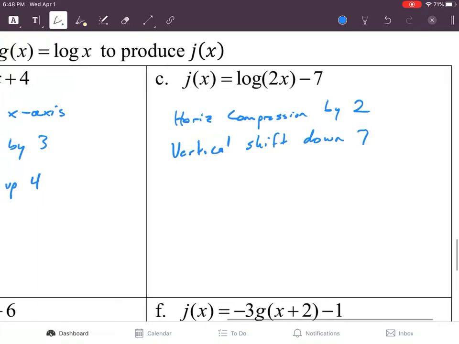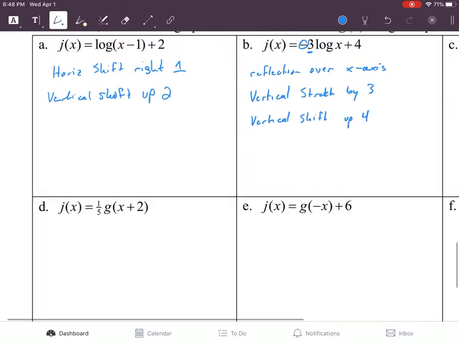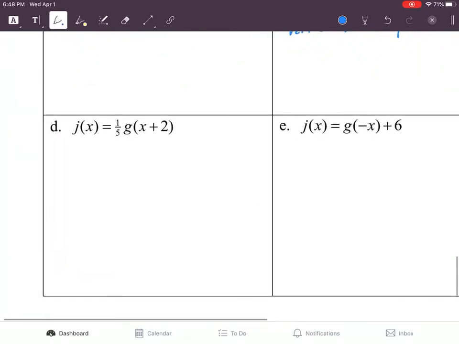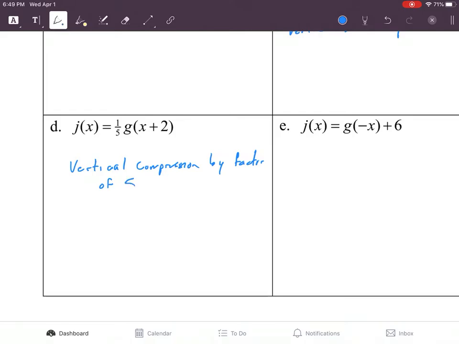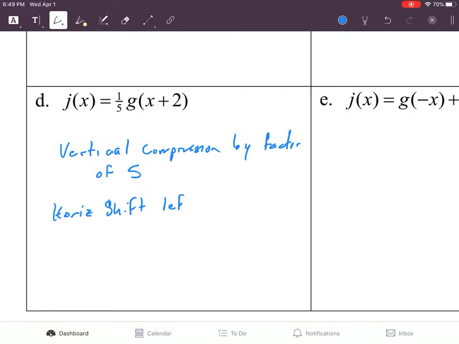Okay. Now, since we're dealing with these functions still, with the log functions, this time it's in a different format, but the same rules apply. So the first one, we have 2 different transformations. We have a vertical compression by a factor of, oh, sorry, of 5. Apologies. And we have our horizontal shift going to the left by 2.